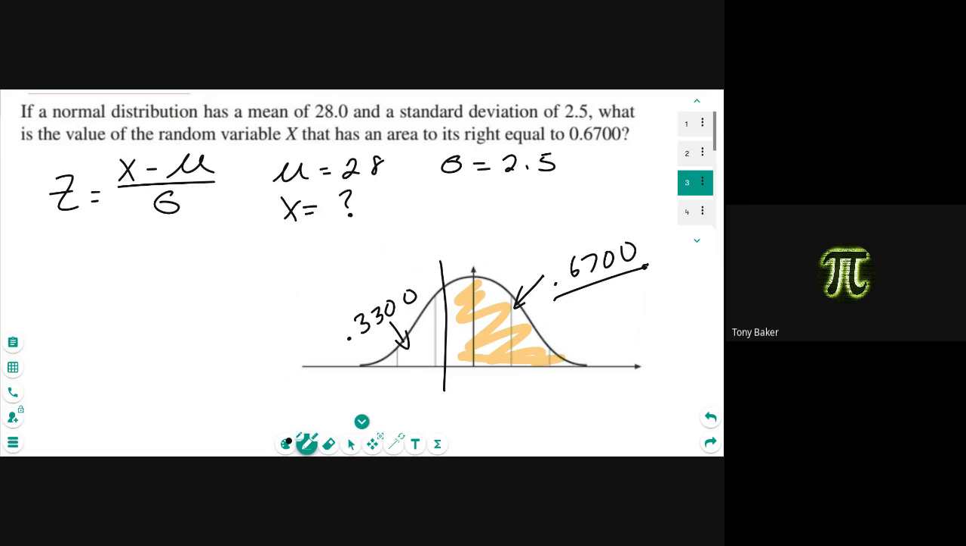Right, because we need to find our Z score, and our Z score is always from the left over. So I'm not going to look up the 0.6700 on my Z table because that's going to give me the right side, and I don't want the right side. I need the left side. So I needed to find the left number to look for. Now on my Z table, this is not a Z score. This is a percent. This is in the middle. So we're going to look in the middle here and find 0.3300.